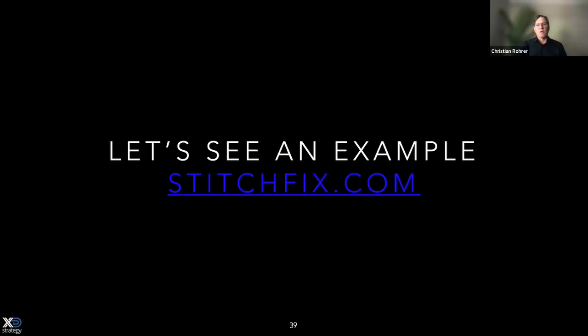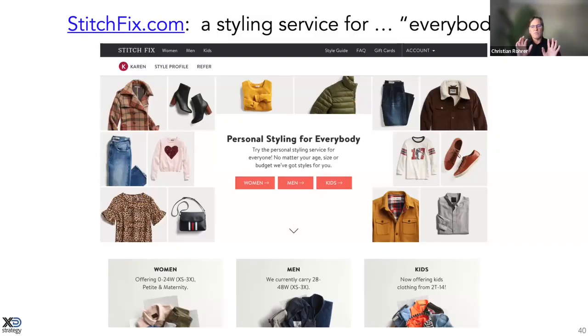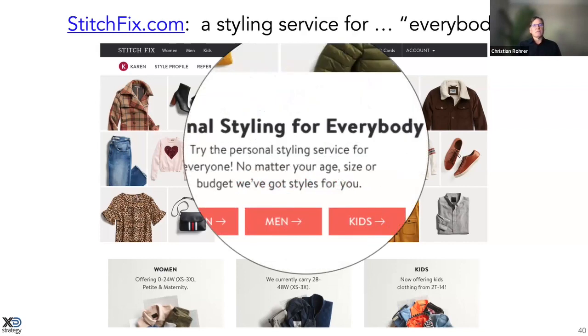I want to show you an example because I think it's easy enough to see when you see a video. We all love video. So I'm going to try showing you a video clip of 2 users doing a co-discovery. Basically, they're trying to register for a product called Stitch Fix. Stitch Fix is a styling service for, and they say everybody.